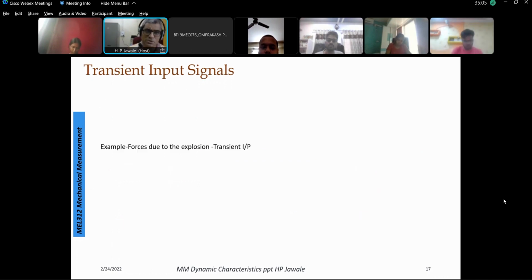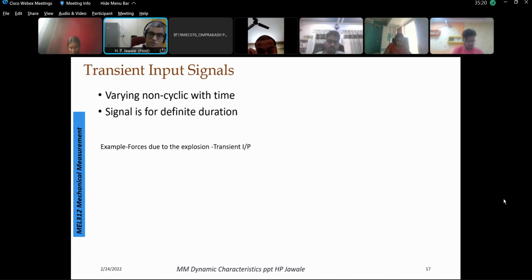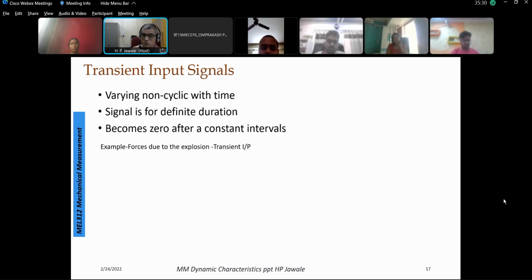Then we go to the transient input signal. The name itself suggests that it is varying, not as a cyclic variation. So probably the time period may be different or the amplitude can be different. The signals are for a definite duration. The time remains the same, but the amplitude is not fixed, right? So it comes to rest, or to the zero level, after a constant interval. An example is the force due to an explosion.